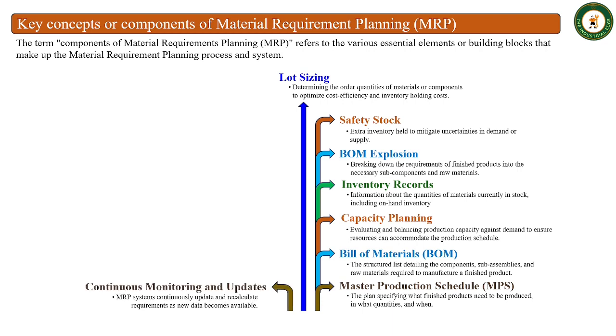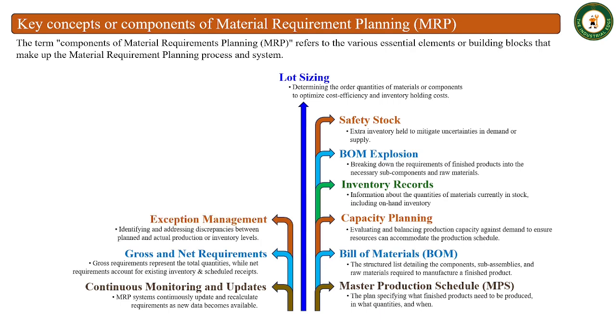Eighth, continuous monitoring and updates. MRP system continuously updates and recalculates requirements as new data becomes available. Ninth key concept or component, gross and net requirement. Gross requirement represents the total quantities needed for production, while net requirement accounts for existing inventory and scheduled receipts. Net requirement guides purchasing and production decisions.